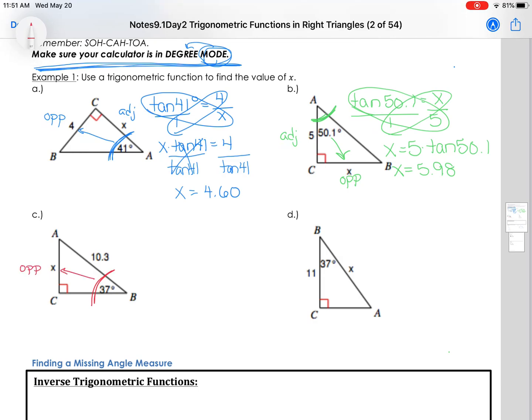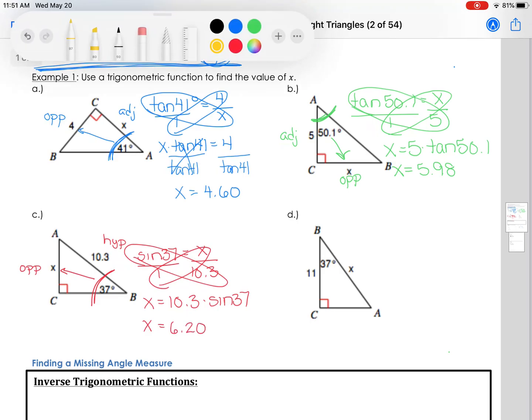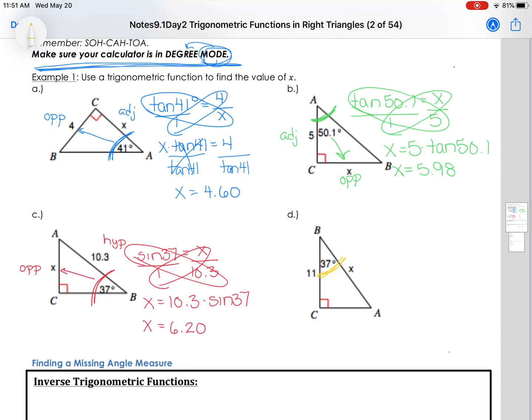All right, C, here's our angle. Well, we are across from it for x, so that's opposite, and then 10.3, that is your hypotenuse. So if we have an opposite and a hypotenuse, now that puts us at sine. So the sine of 37 equals opposite over hypotenuse, so that's x over 10.3. Put the sine of 37 over 1, cross multiply. So x, again, never 2 numbers next to each other, 10.3 times the sine of 37, and you should get about 6.20 for that one.